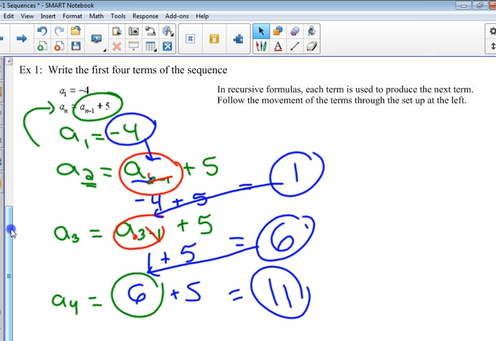All right, I know this is confusing. We have a lot of these we're going to do today. Once you get it, it'll be fine. But I know it's a little weird when you start it off.